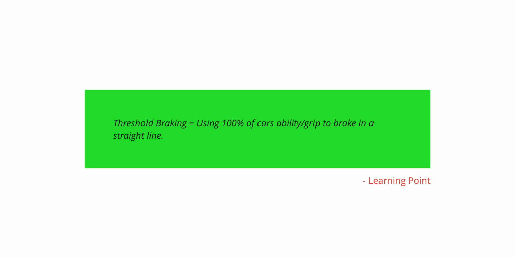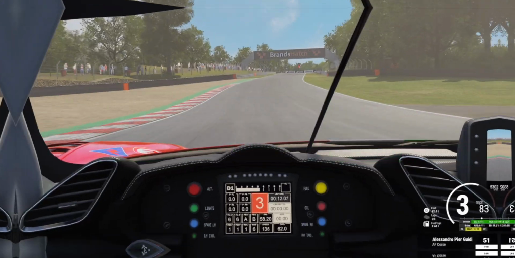Let's get into it. Threshold braking is defined as using 100% of a car's ability/grip to brake in a straight line. If, whilst threshold braking, i.e. using 100% of the car's grip allocation, and then attempting to corner, the car will simply not turn. Let's look at this in a quick demonstration.